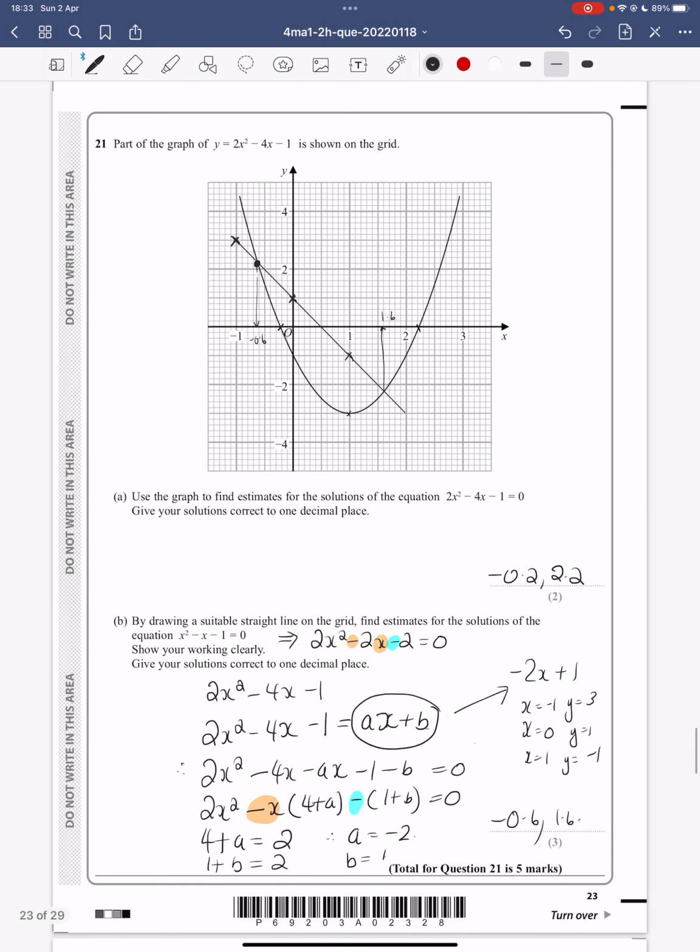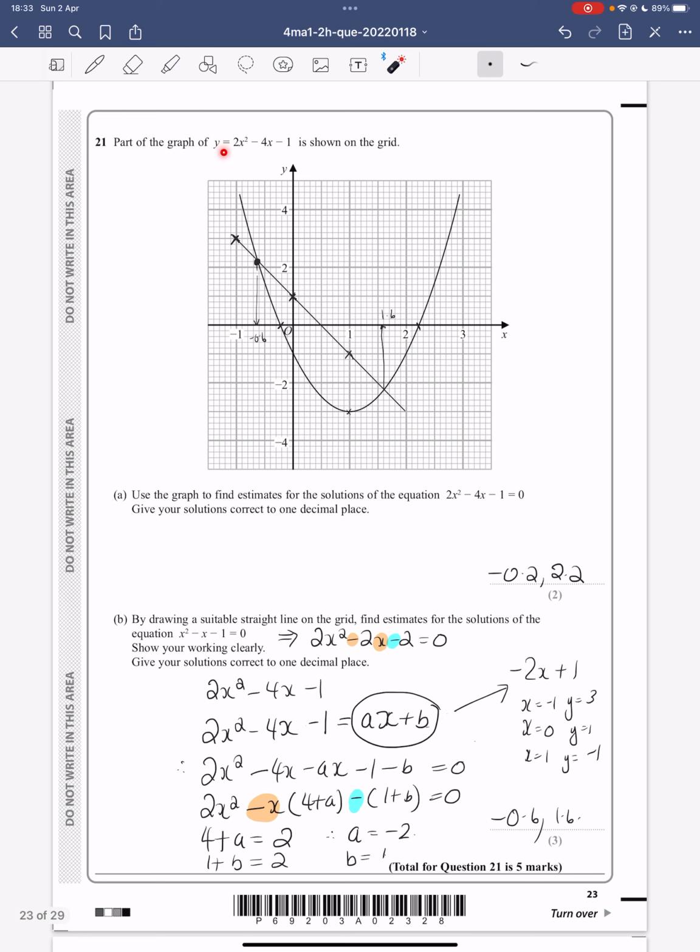Okay, question 21. Part of the graph of y equals 2x squared minus 4x minus 1 is shown. So ignore this straight line, that comes up later. Use the graph to find estimates for the solutions of this equation. So it's the graph equals to 0. And they happen where the curve crosses the x-axis there. And it's minus, got to get the scale right, minus 0.2 and plus 2.2.